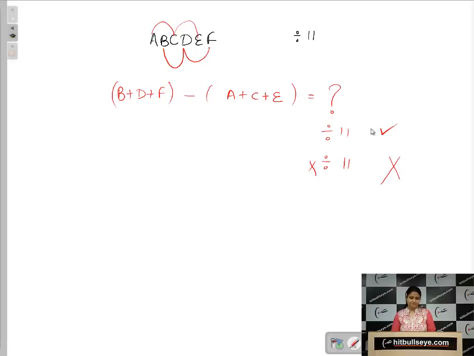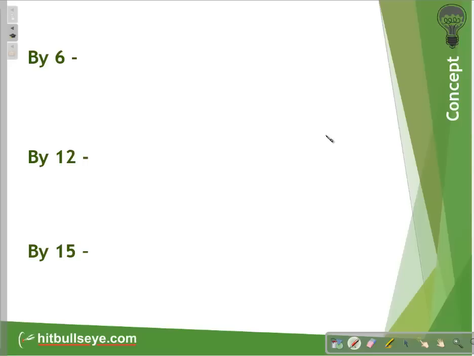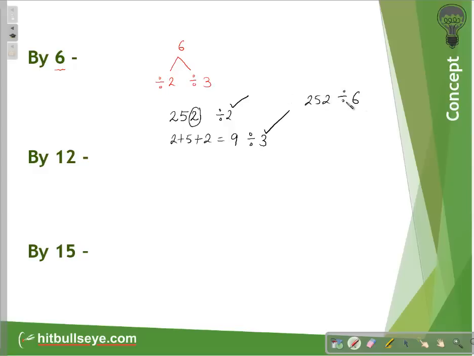Now come to the next thing. Actually, these are not independent divisibility rules. With the help of previous divisibility rules, we can check divisibility by 6, 12 and 15. For example, for 6, we'll check the divisibility by 2 as well as by 3. I mean, if any number is divisible by 2 as well as 3, then definitely this number will be divisible by 6 as well. For example, if I take 252, since 252 is ending in 2, definitely this is divisible by 2. Since the SOD, which is sum of digits, is 9, and this 9 is divisible by 3, that's why this number is also divisible by 3. So I can say that 252 is exactly divisible by 6 as well.